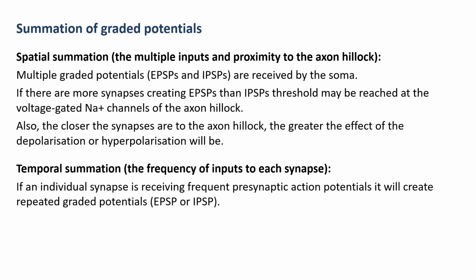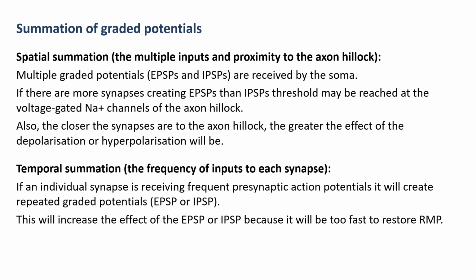So if an individual synapse is receiving frequent presynaptic action potentials, it will create repeated graded potentials at the same synapse. And these could either be EPSP or IPSP. And this will increase the effect of that EPSP or IPSP because they're coming in too fast for the sodium potassium ATPase pumps to restore RMP. So they get stronger and stronger and stronger.